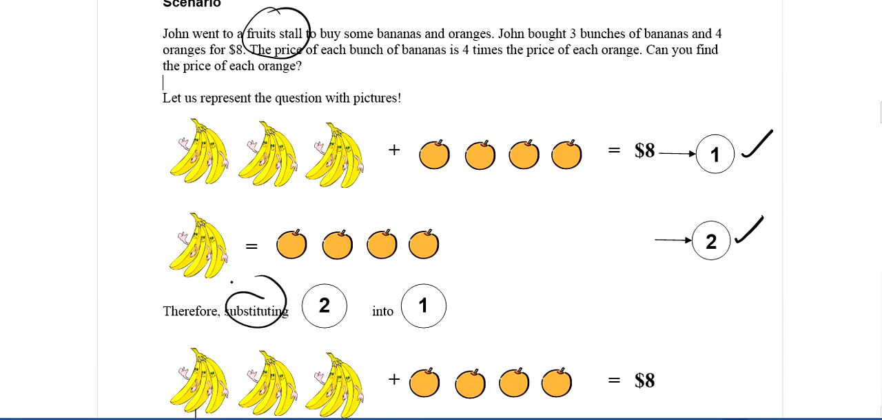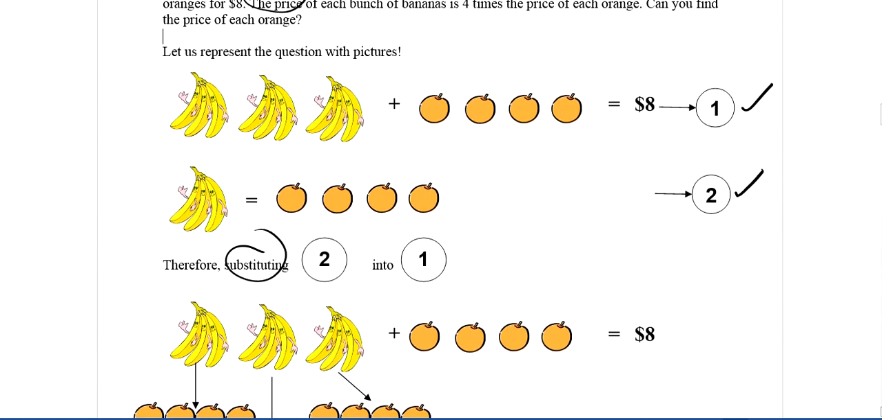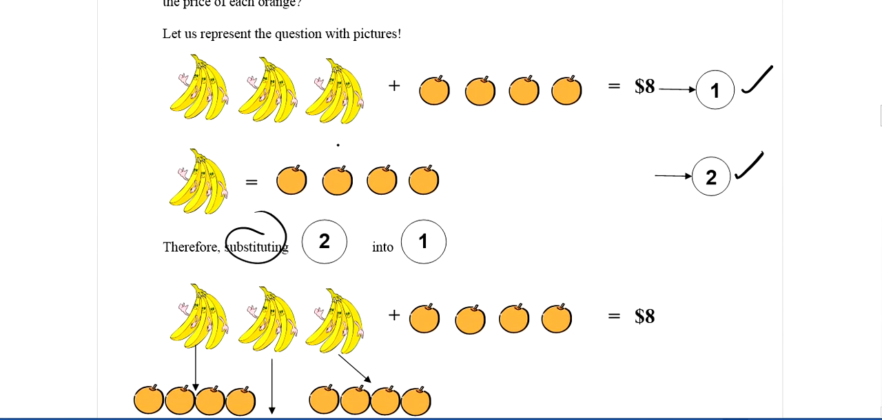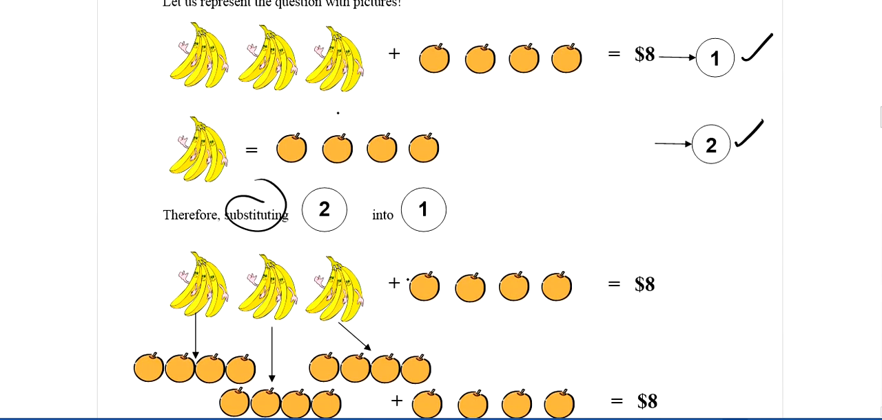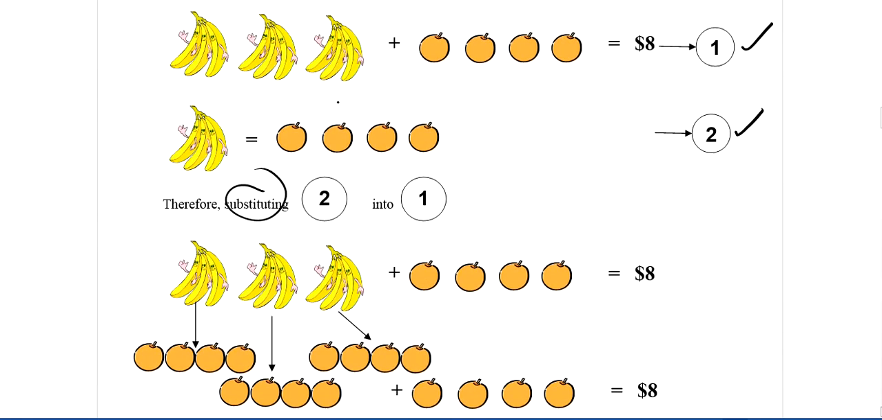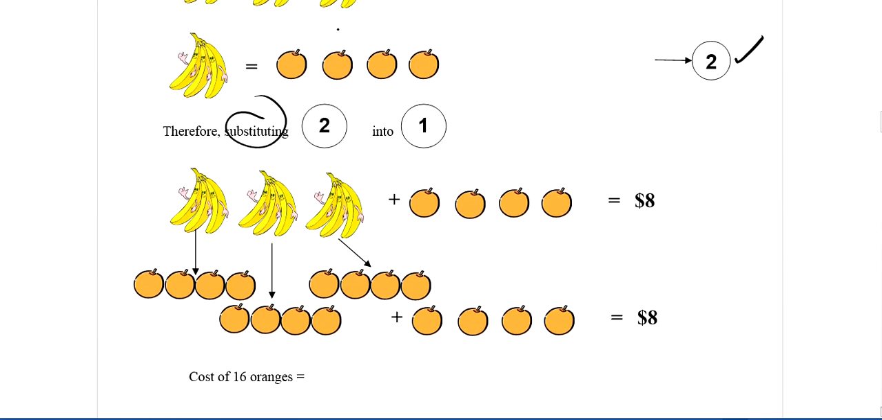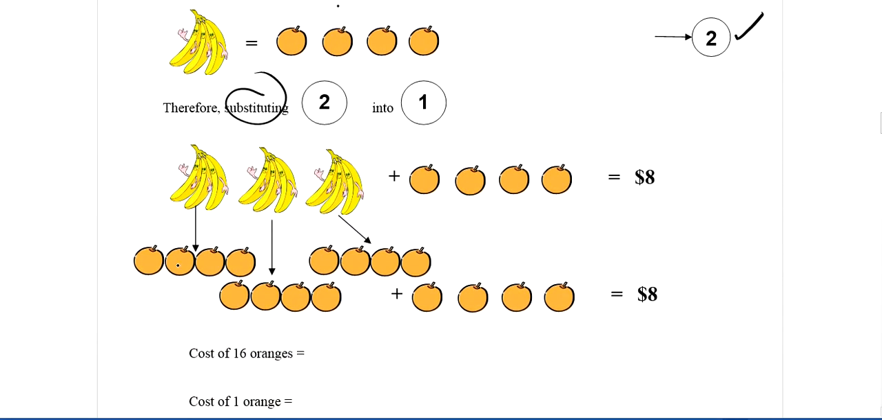So the first method is the substitution method. We write down the first equation, and we know that each banana represents 4 oranges. So our objective is to try to remove one of the unknowns, in this case the bananas, such that the whole equation will now be just oranges. So this is how we do it. So total 4, 8, 12, 16. So 16 oranges, now we know that it will cost $8. So we know 1 orange will cost 50 cents.